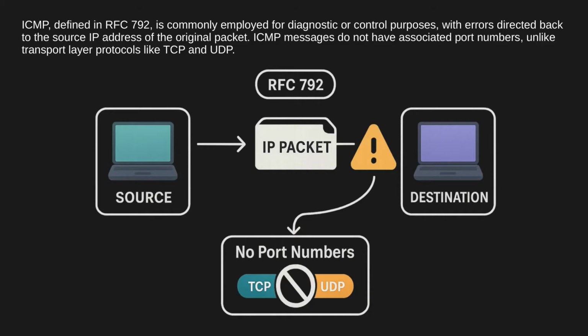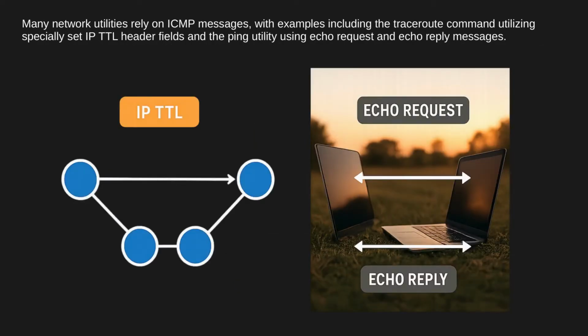ICMP, defined in RFC 792, is commonly employed for diagnostic or control purposes, with errors directed back to the source IP address of the original packet. ICMP messages do not have associated port numbers, unlike transport layer protocols like TCP and UDP. Many network utilities rely on ICMP messages, with examples including the traceroute command utilizing specially set IP TTL header fields and the ping utility using echo request and echo reply messages.